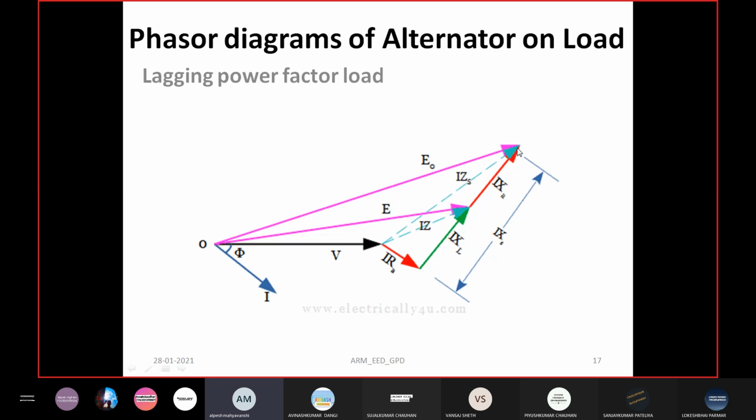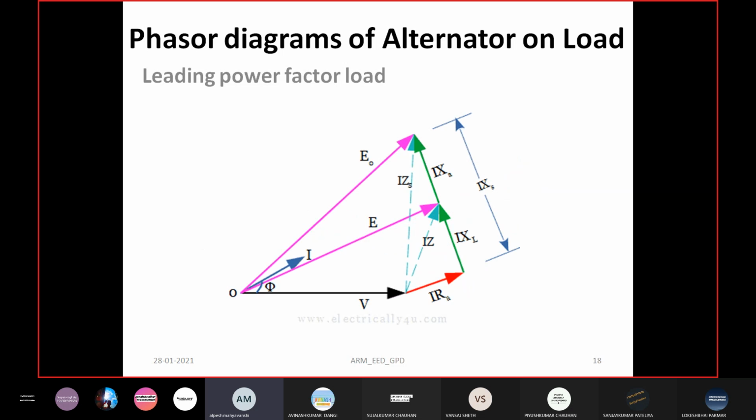Now we got this point. Connect this point and O point, which gives the no load induced EMF, E0. Connect this point and O point, which will give the on load induced EMF. If we combine these two drops, then it will give the IAXS drop. So this is the phasor diagram for lagging power factor load.